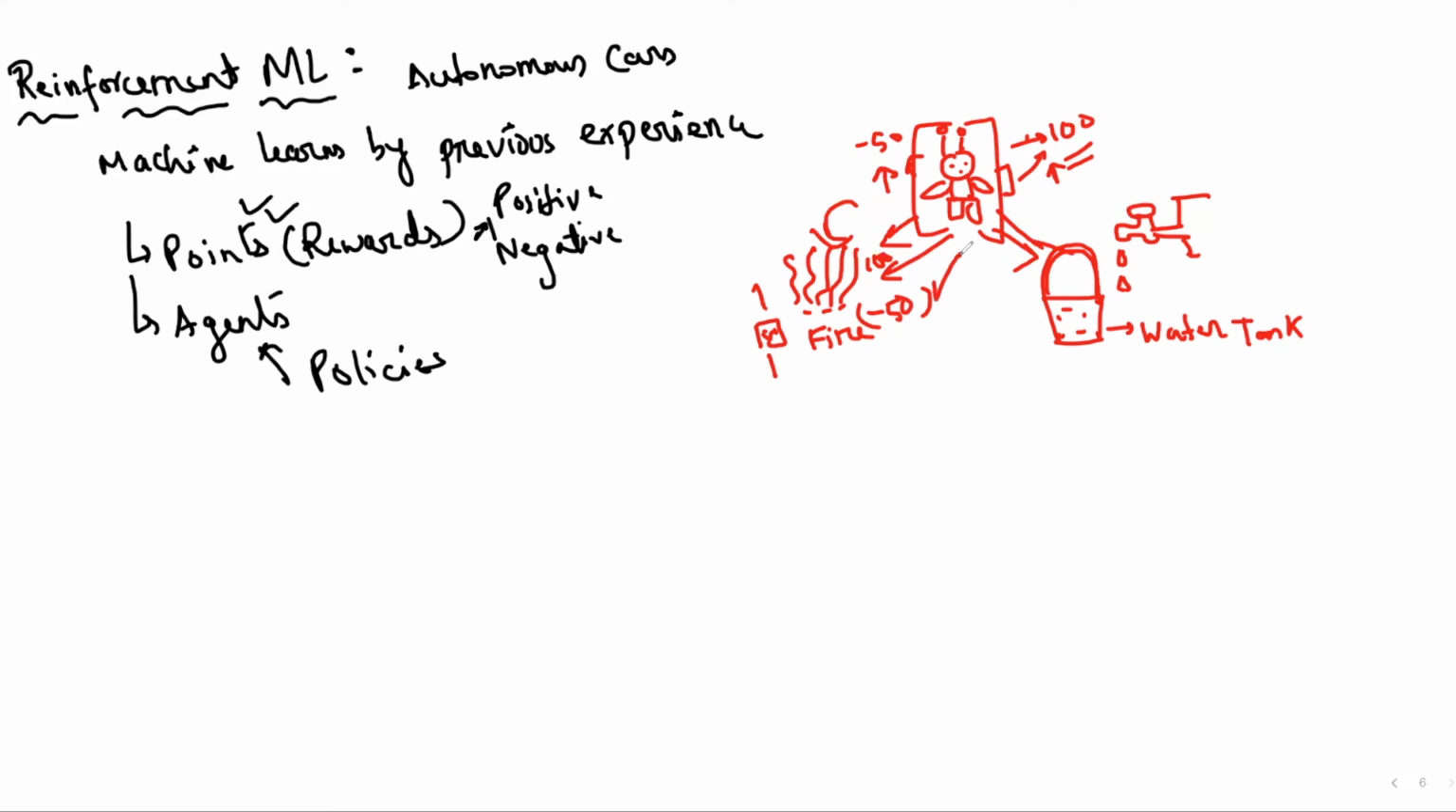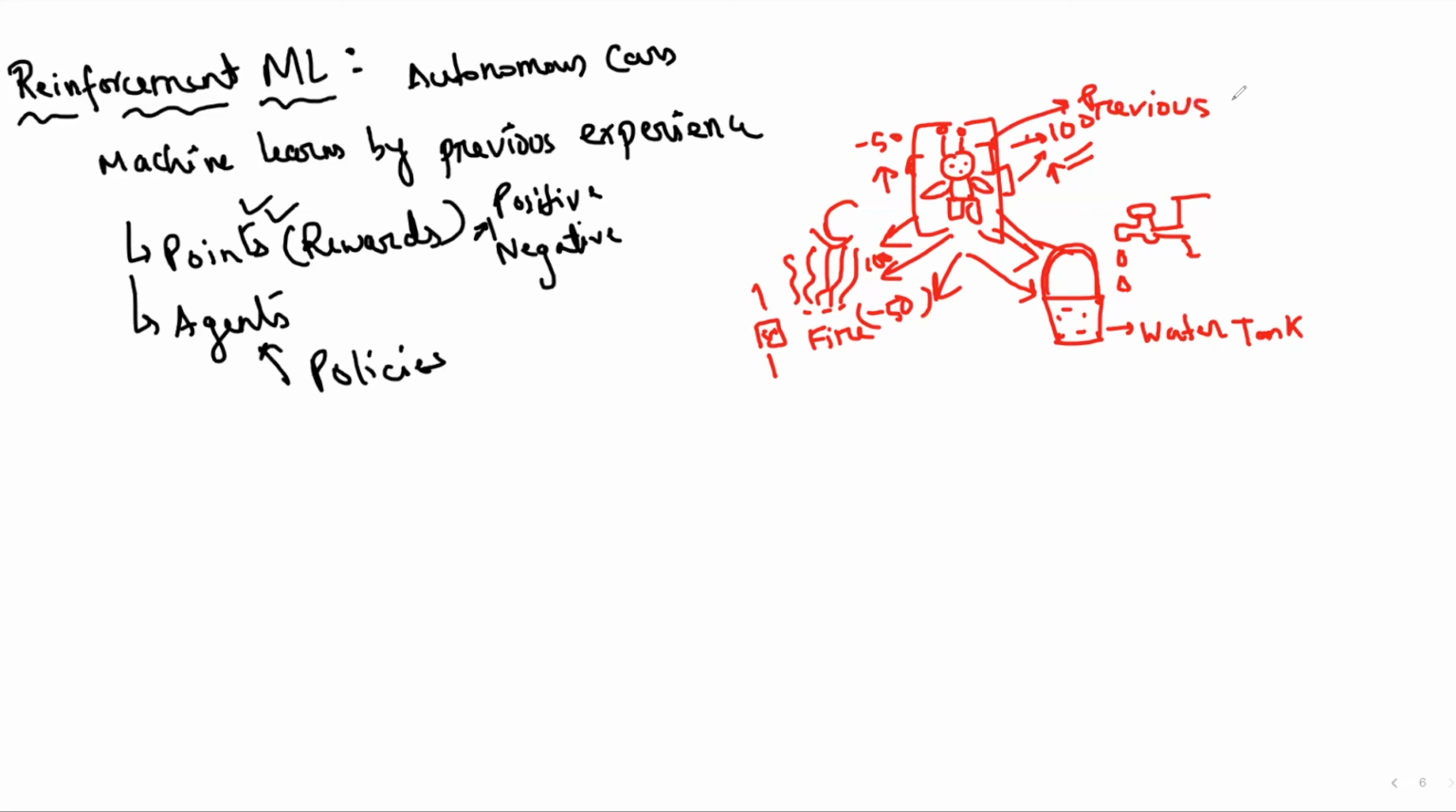So it made a mistake the first time. Then it made the right choice, and then it is awarded. So the whole system of reinforcement machine learning is this: reward points and learning from previous experience. Maybe instead of going directly near the fire the first time, it could have observed and been intelligent enough to go and take the water first. It may happen also, but this will happen only if it has previous experiences.